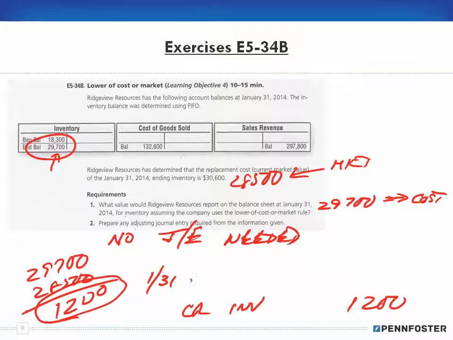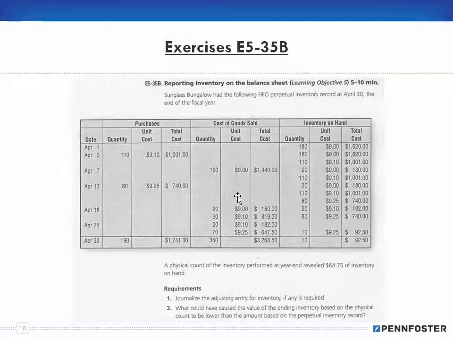And where does it go? Debits have to equal credits. It has to go somewhere. So that goes over to my cost of goods sold for 1,200. And so that would be my entry if my market value was less than my cost. Okay. All right, so that's 34. All right, 35.